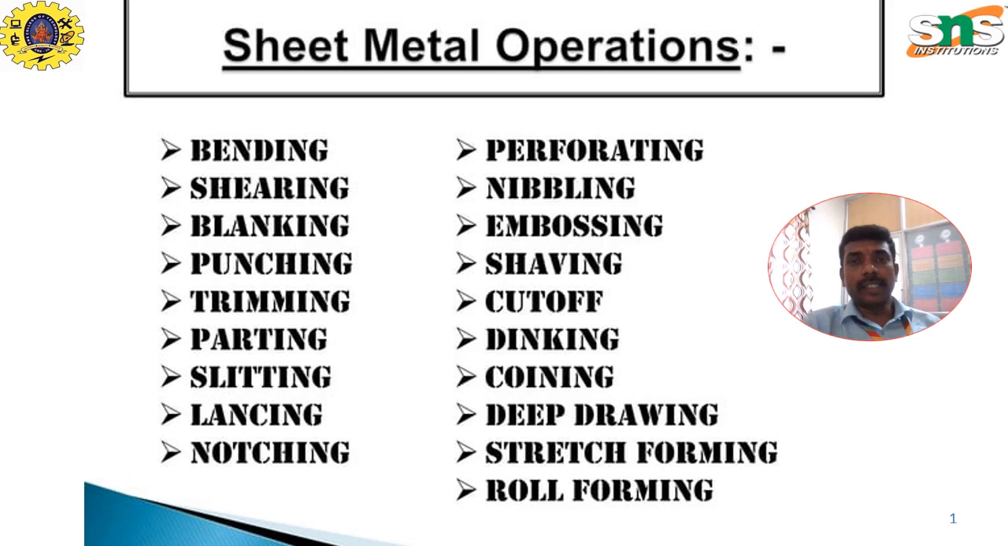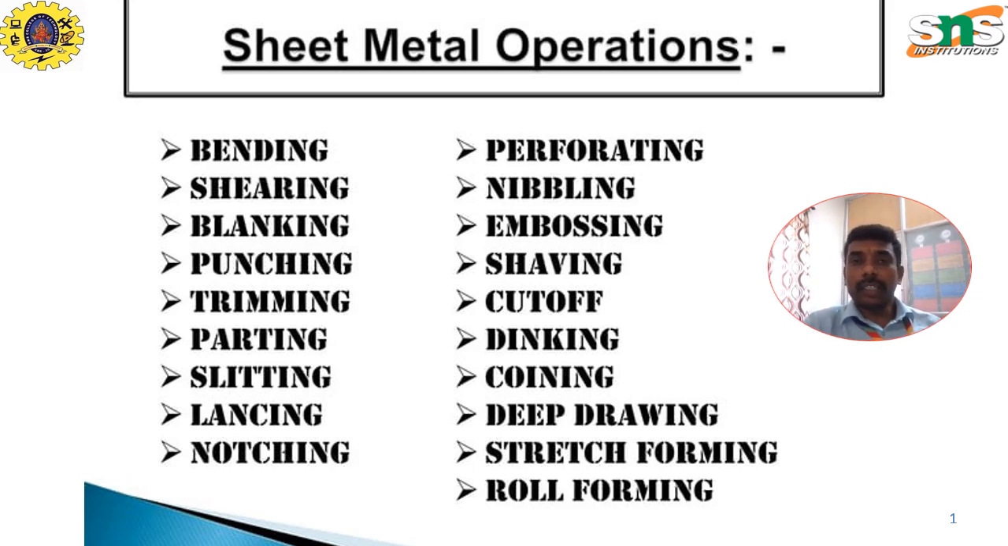In the previous session, we have seen the definitions for sheet metal work and sheet metal operations. From this slide, we are going to see the various operations involved in sheet metal works. You can see a number of operations that can be performed on a given sheet metal, and it ranges from bending, shearing, blanking, punching up to deep drawing, stretch forming, roll forming, and so on.